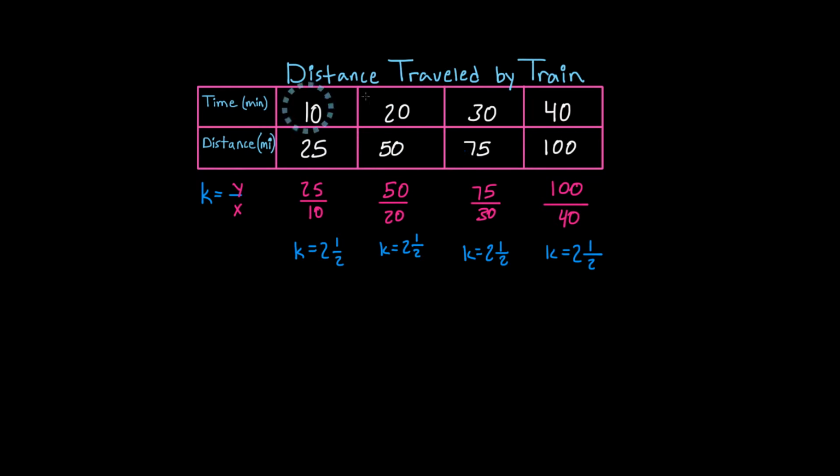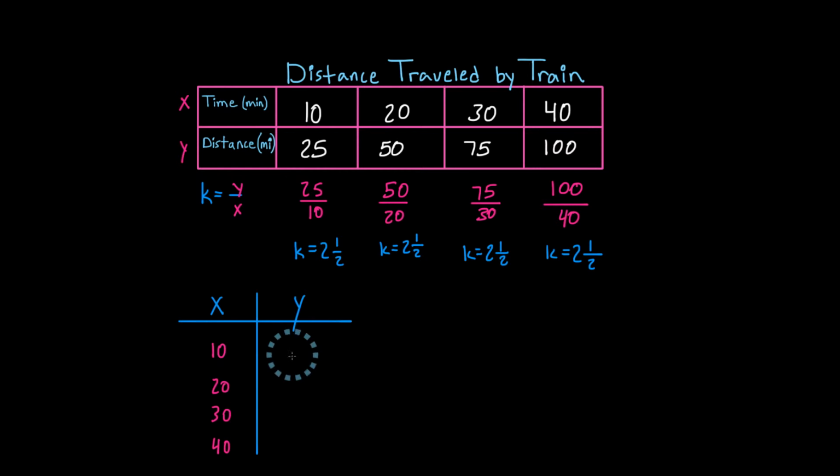Another way you could do this is by taking this information and remanipulating it and looking at it another way. So I'm going to take the information in this table and create a t-chart here. So I have x, I have y. I'm going to think about time as my x values and distance for my y values. I didn't state that earlier. So my x values are 10, 20, 30, and 40. And my y values are going to be 25, 50, 75, and 100.